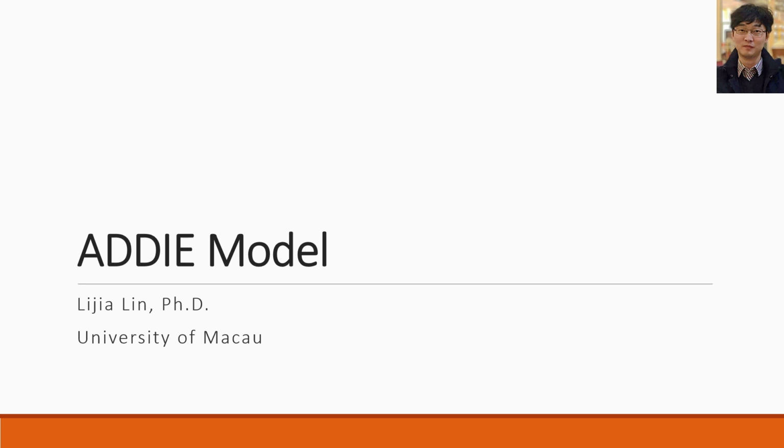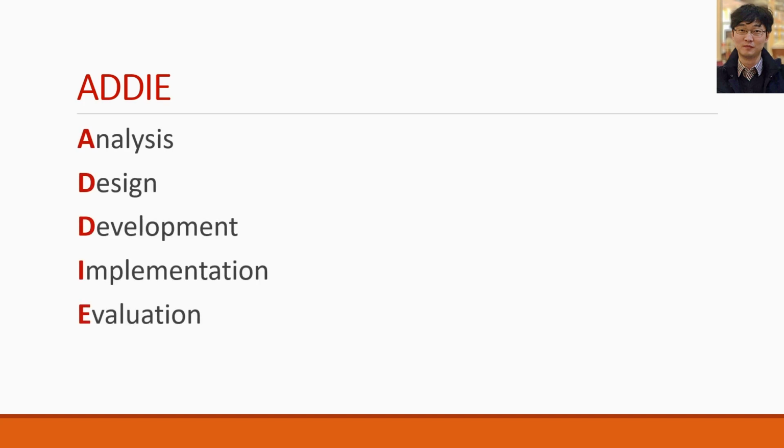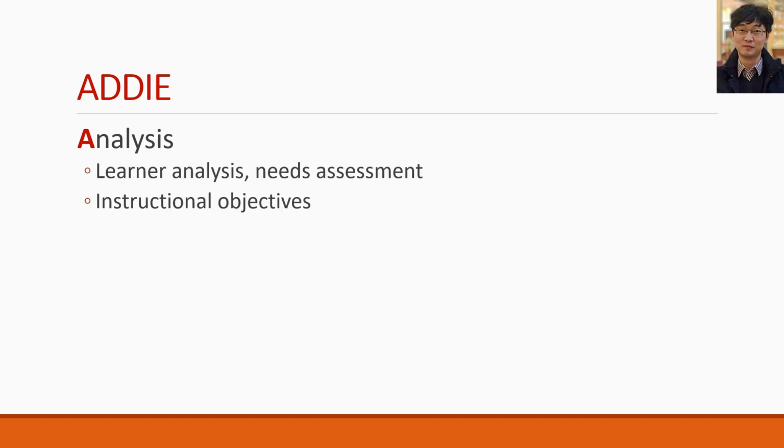In this short video, I will briefly describe the ADDIE model. What is ADDIE? It's an acronym for analysis, design, development, implementation, and evaluation. This is a 5-stage model for instructional design. Now let's explain each stage of ADDIE one by one.